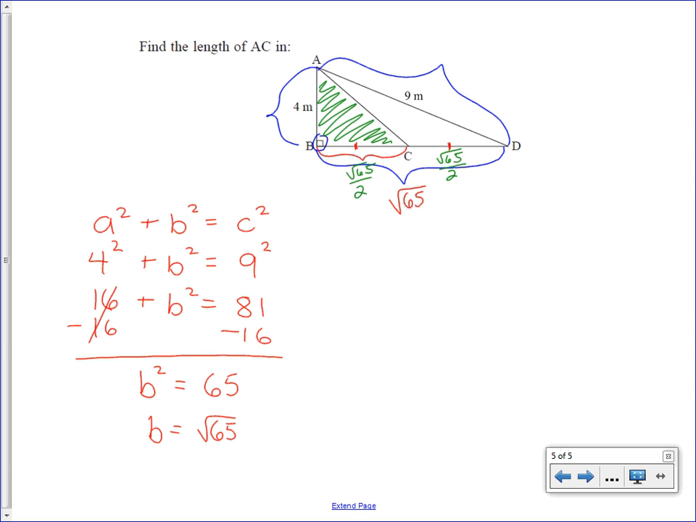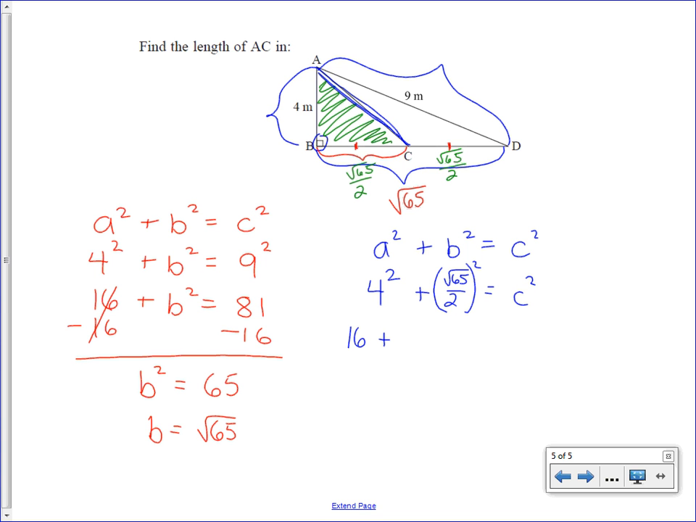So if you look back at the original question, it wanted us to find the length of AC, which is this hypotenuse here. So in order to get that hypotenuse, I'm going to need to use the two legs from that small triangle, which I now know. For a squared, I can reuse the 4. For b squared, this time I'm going to use this root 65 over 2. And c squared is the hypotenuse, which I don't know.